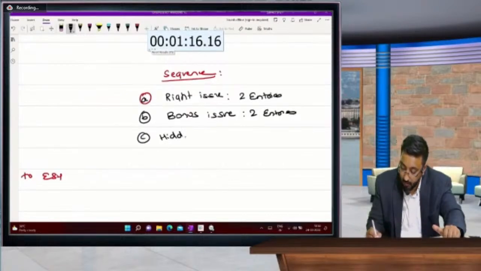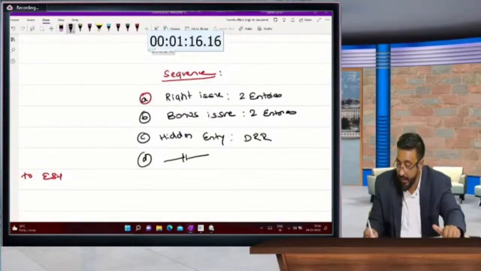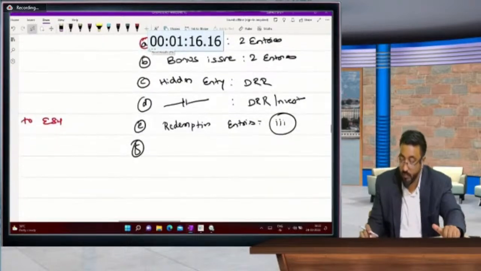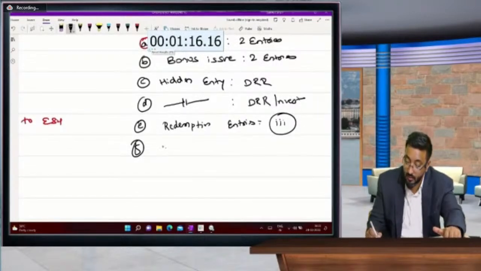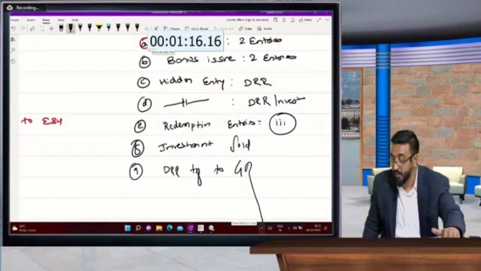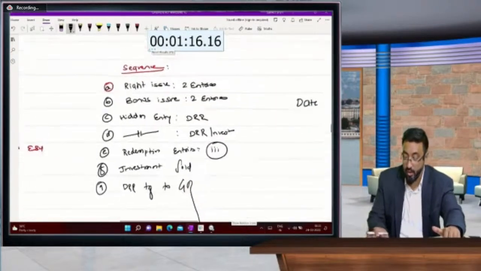Hidden entry, DRR. Again hidden entry, DRR investment. Redemption entries. After redemption entries, investment sold. DRR transferred to general reserve. So A to G entries is a sequence.